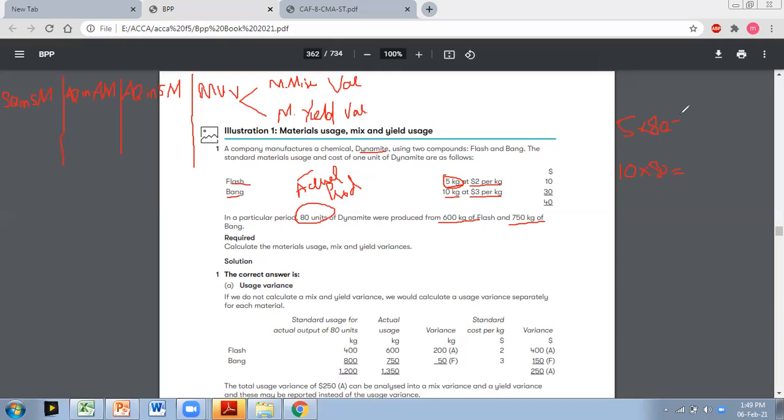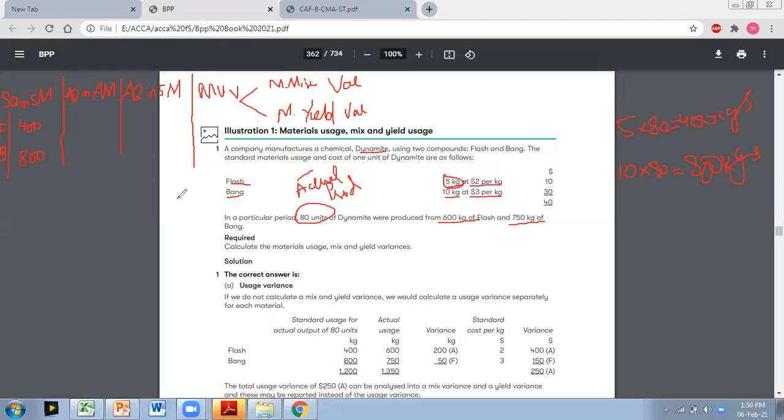So 80 multiplied by 5 would be, sorry, 400. It means 400 kgs, right? And then 10 multiplied by 80 would be 800 kgs. Fine. So this is flash and this is bang, right? For flash, 400 kgs were used in standard quantity. They had estimated that, and 800 kgs of bang were estimated in standard, right?